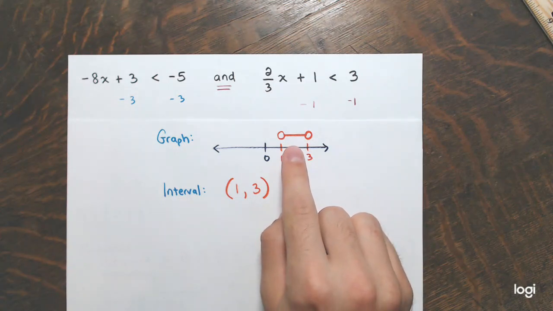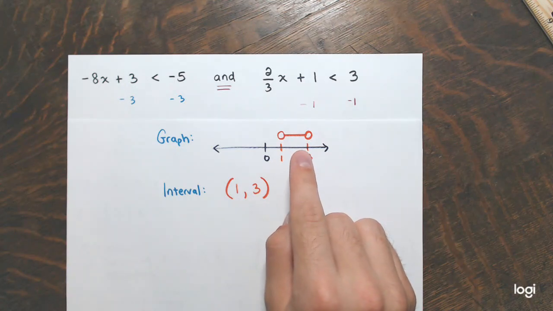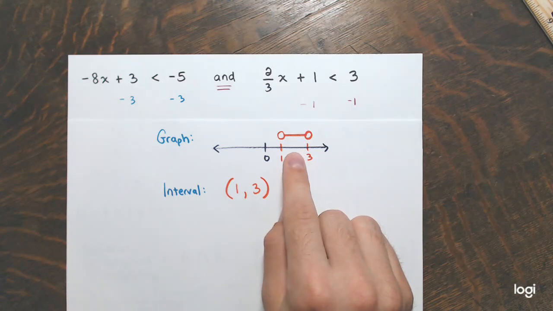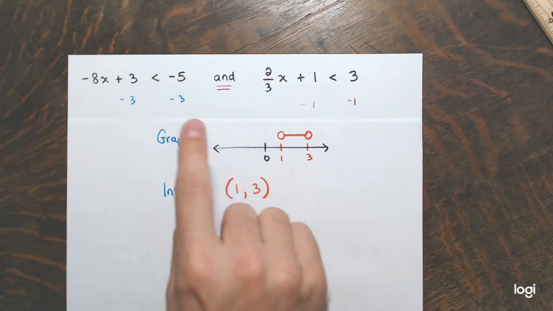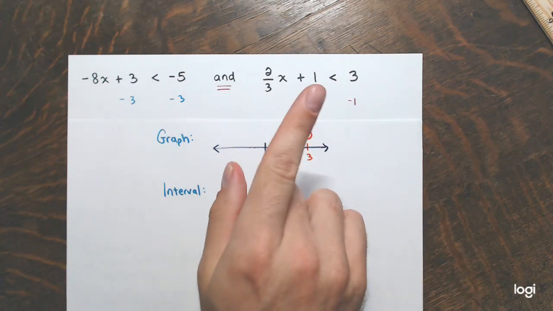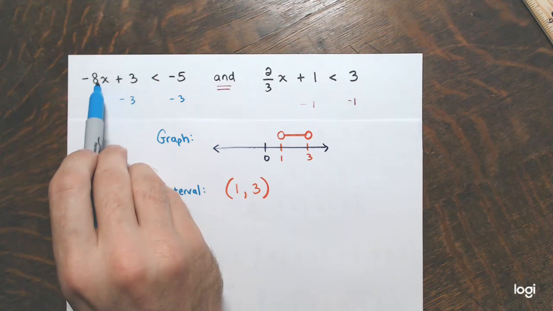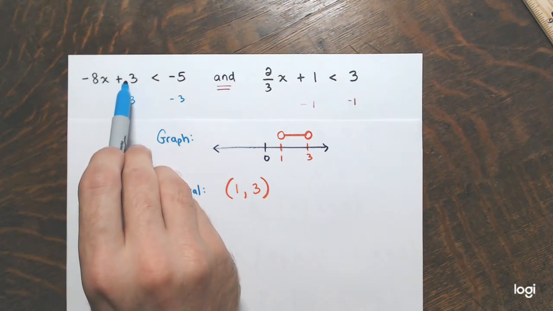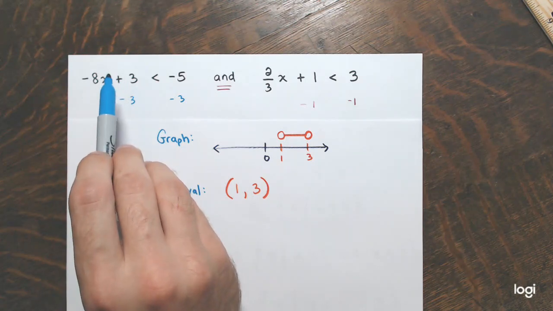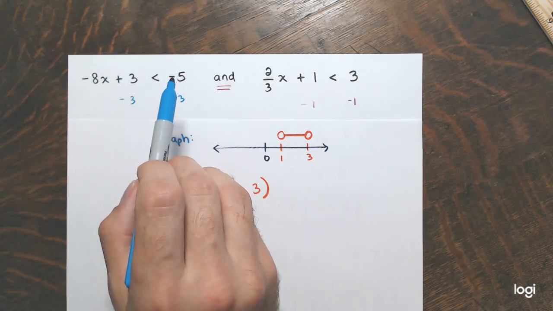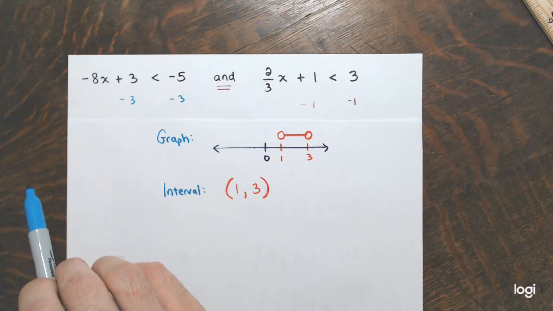Like the square root of 2, that's about 1.4. The square root of 3 is about 1.7, and so on. You can pick a lot of numbers in here. But let's say 2. Is 2 a solution of the compound inequality? Does it make both of these true? Let's double check. Negative 8 times 2 is negative 16, plus 3 would be negative 13. Is negative 13 less than negative 5? Yes, it is. It's to the left on the number line.